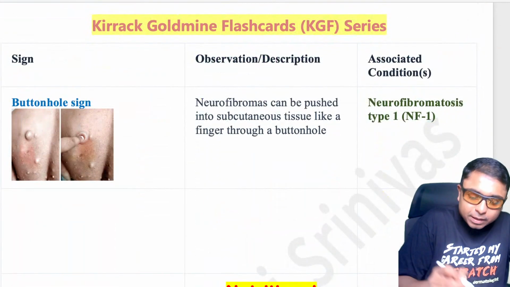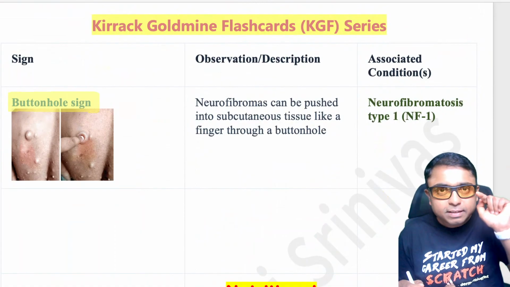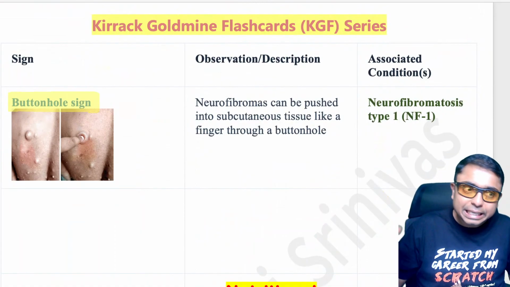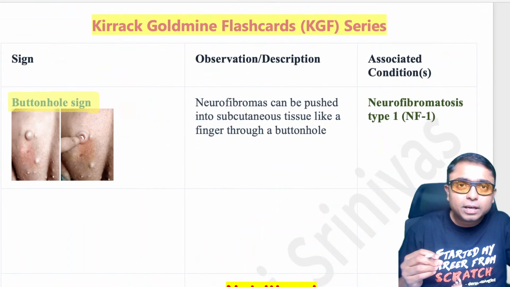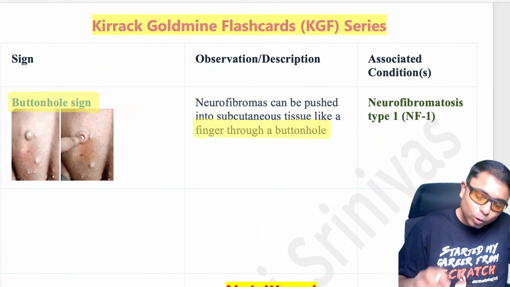Next, in NF1, we are going to have the buttonhole sign, where if the neurofibroma is pressed with the finger, the lesion is going to yield to the finger as if we are putting the finger through a buttonhole. So this is called a buttonhole sign.